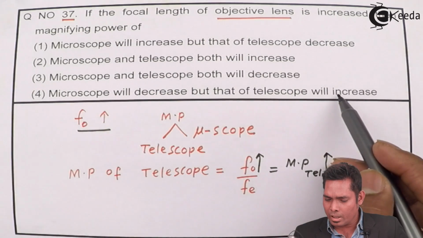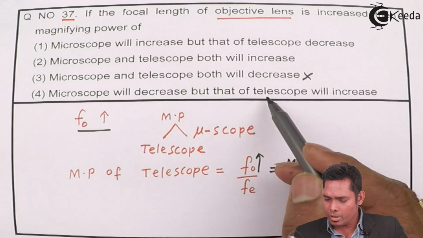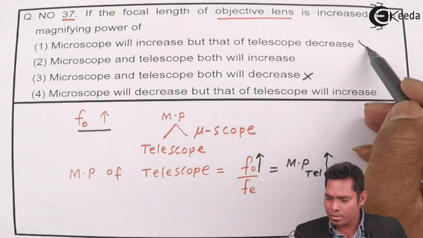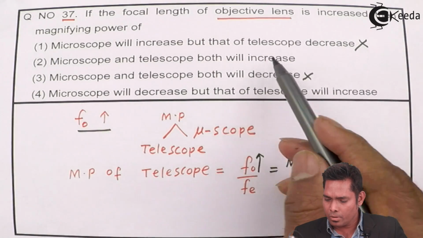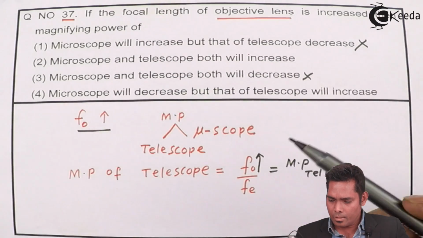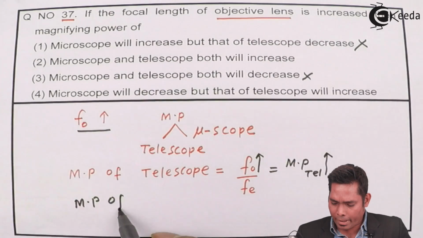Telescope increases here, telescope decreases here. This is not possible. Telescope will increase, both will increase. Telescope decreases, telescope will not decrease. So out of these two, we have to pick which one is correct. What is the magnifying power of microscope?